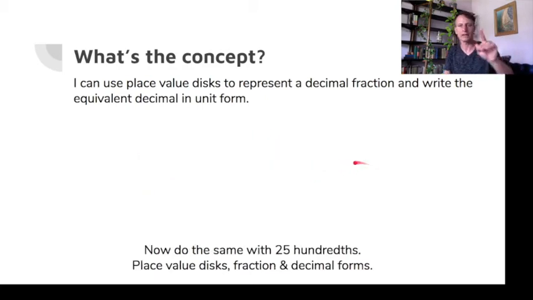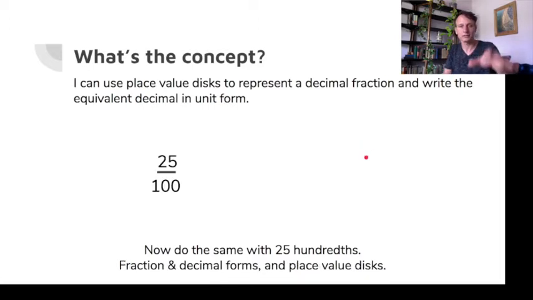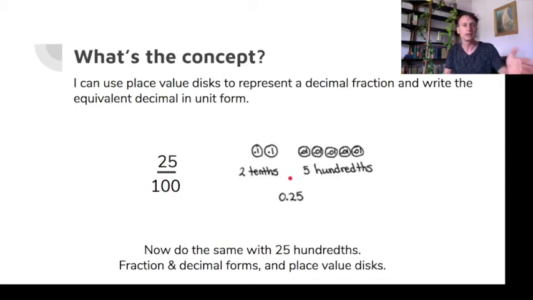Beautiful. Now we're going to do it with 25 hundredths, which is like a quarter, right? You got a quarter? All right. Place value discs, fraction, and decimal. There's the fraction. 25 hundredths. That's easy enough, right? You remember that. Here we go. A decimal form, I'm going to show you that first. Here's decimal form, 25 hundredths. So that's 2 in the tenths place and 5 in the hundredths place. That's a way of thinking about it.